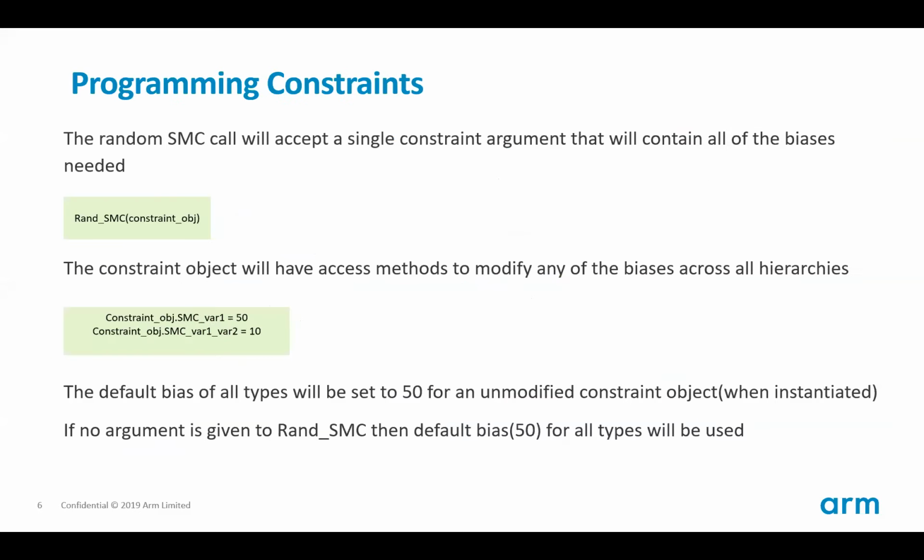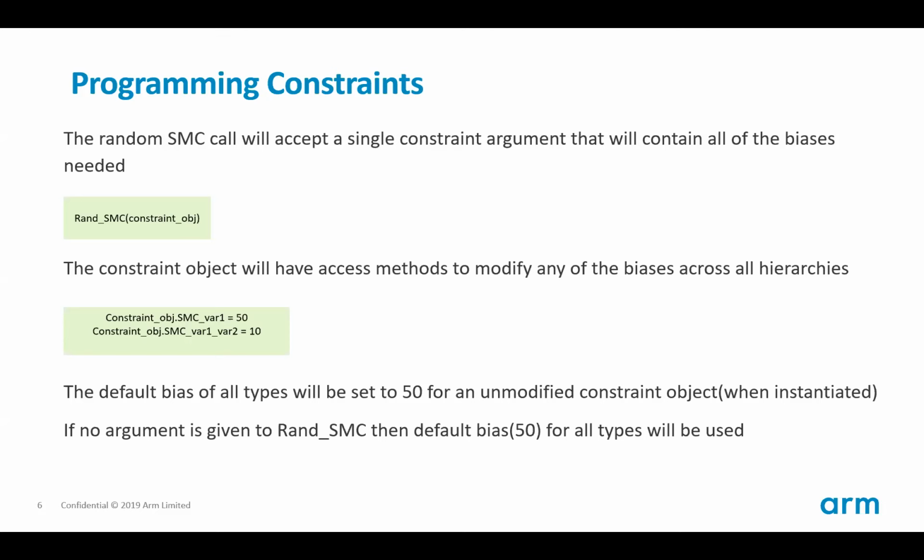So the random SMC call will accept a single constraint, as I was saying. It will contain all the biases needed. Right now, that is not fully fleshed out, but it's something that certainly will happen probably in the near future. So the constraint object will have access methods to modify any of the biases across all hierarchies.